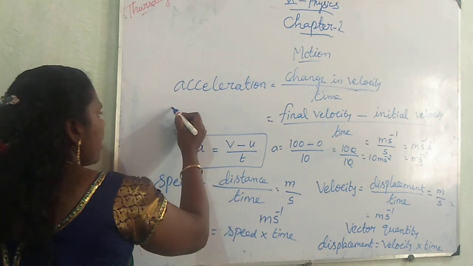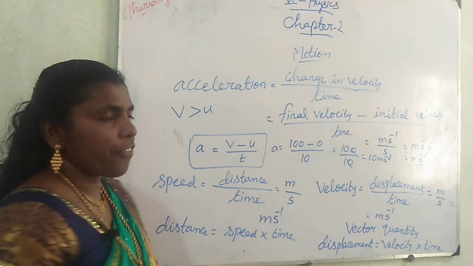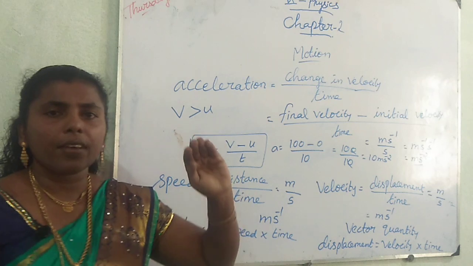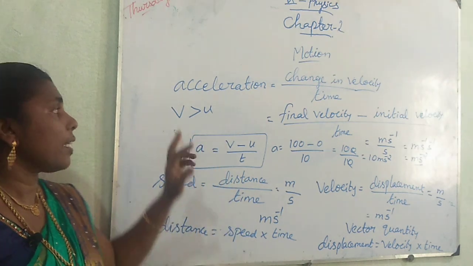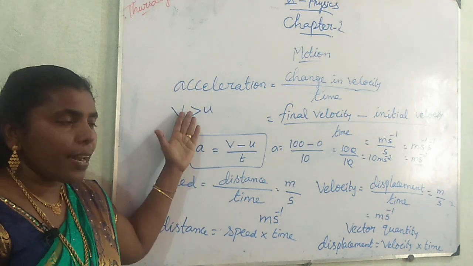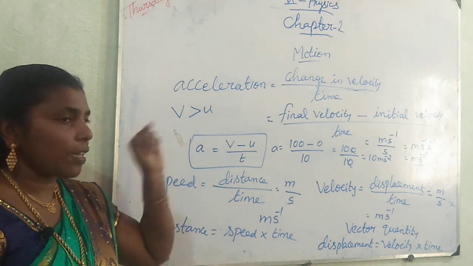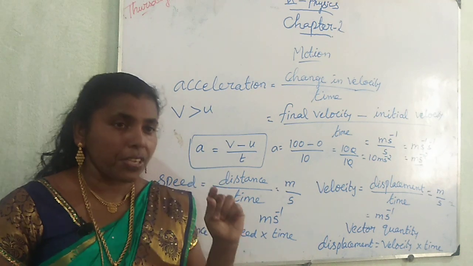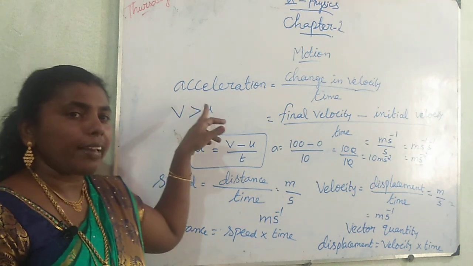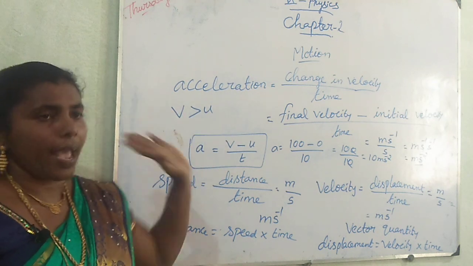Suppose the final velocity is greater than the initial velocity. See, final velocity is greater than initial velocity. That is positive acceleration. So for positive acceleration, the final velocity is greater than the initial velocity. Then you should study the letters: final velocity is denoted by the letter V, initial velocity by the letter U. So if the final velocity is greater than the initial velocity, we will get positive acceleration.